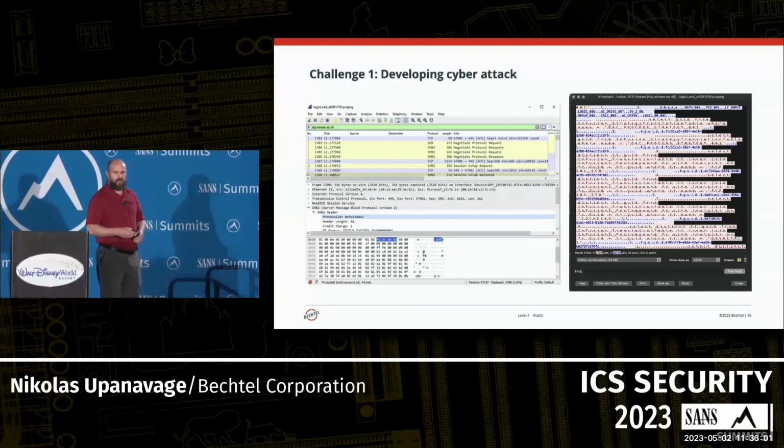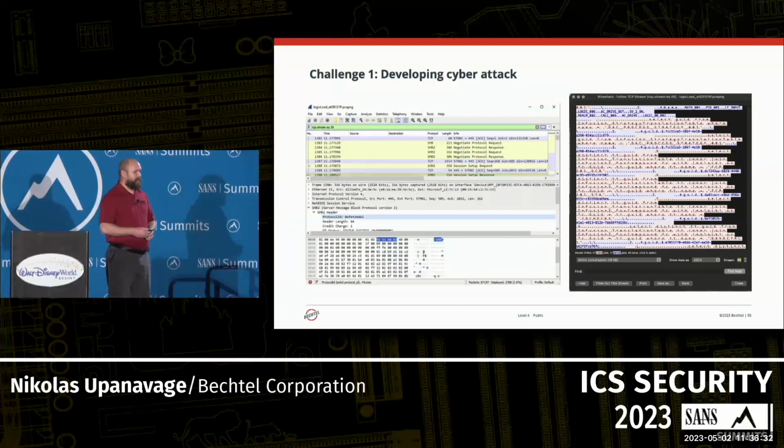Our first challenge was to develop a cyber attack. The old demonstration used a MicroLogix PLC and Modbus. Those are both well known. The man in the middle attack was using a Python library called Scapy just to craft a packet to send to the PLC to overwrite a set point.